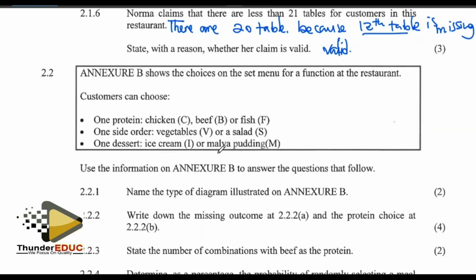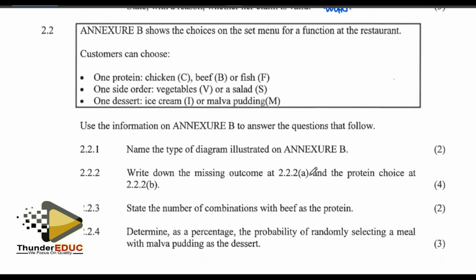Look at the next chart B. Probably when I look at it here, I see a tree diagram. Why do I say tree diagram? This is probability. A tree diagram because I see options. One protein, chicken. All of these are proteins, but you take only one. Then one side order, vegetables or salads. You pick one. Dessert, it's either ice cream or pudding. You understand? So that's why I look at it and see that this is probability.